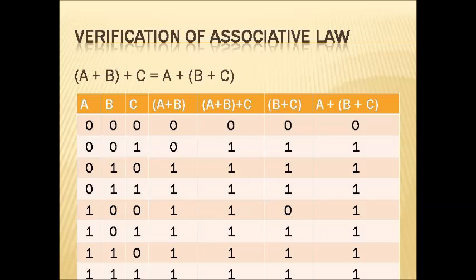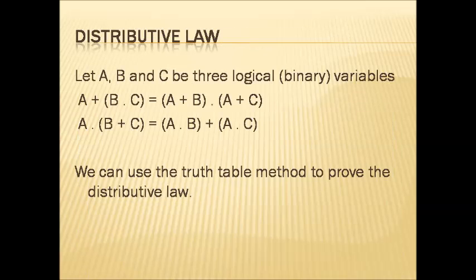Okay, the next law is the distributive law. So here also you can see that let A, B and C be three boolean or binary variables. Then we can see that A + B · C, when we expand this, we can write it as (A + B) · (A + C). The same way A · (B + C) can be written as A · B + A · C. So we can use the truth table method to prove the distributive law.